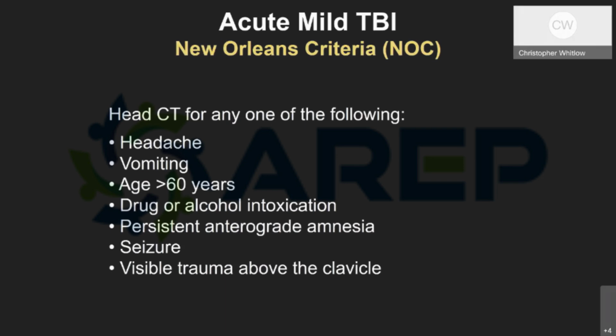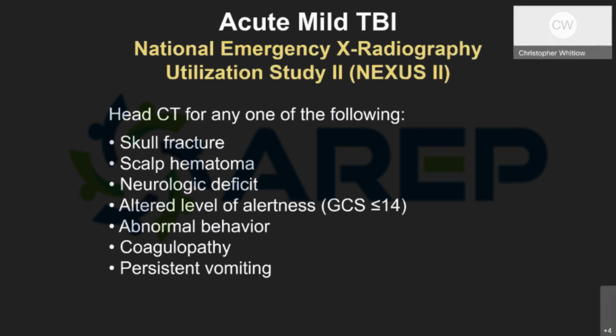The New Orleans criteria is used for patients with GCS of 15 and indicates that a head CT is warranted if the patient complains of headache and/or vomiting, with additional criteria including age of greater than 60 years, drug or alcohol intoxication, persistent anterograde amnesia, seizure, or visible trauma above the clavicle. With NEXUS 2 criteria, CT is warranted if there is skull fracture, scalp hematoma, neurologic deficit, altered level of alertness, so GCS less than 14, abnormal behavior, coagulopathy, or persistent vomiting.